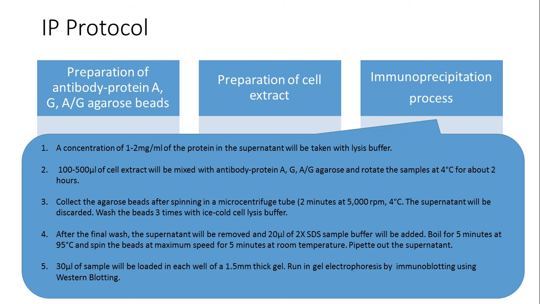After the final wash, the supernatant will be removed and SDS sample buffer will be added. Boil it for 5 minutes at 95 degrees Celsius and spin the beads at maximum speed for 5 minutes at room temperature. Then the supernatant will be pipetted out. The sample will be loaded into a thick gel, and then it will be run in gel electrophoresis for immunoblotting using the Western blotting technique.